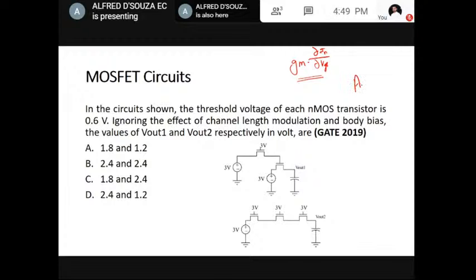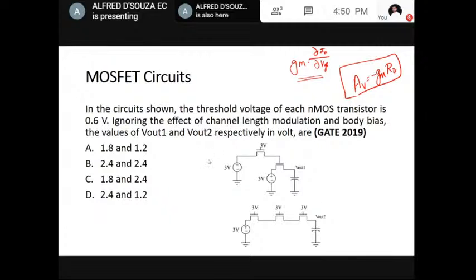The gain of a FET amplifier is always given as minus gm. If you have a FET amplifier being operated as a common source amplifier, it is always minus gm into RD, the drain resistance. This is the gain. Anyway, let us see this question. In the circuit shown, there are two circuits given here. The threshold voltage of each NMOS is 0.6 volt. Ignoring the effect of channel length modulation and body bias, what are the values of Vout1 and Vout2 respectively?